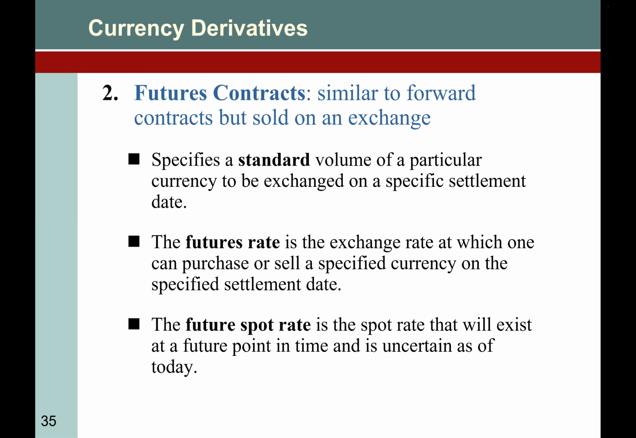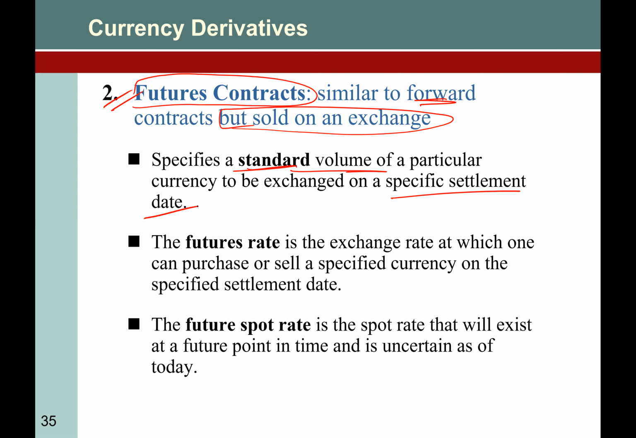So what is the difference between future and forward? Futures are more standardized, that's it. Similar to forward, but sold on an exchange, which means somebody regulates these contracts. They specify the standard volume of a particular currency to be exchanged on a specific settlement date. For example, one future contract is of $50,000. If you need $200,000, how many contracts do you need? 4.